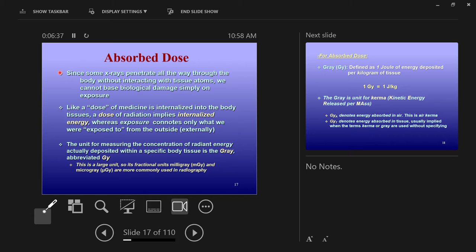Since some X-rays penetrate through the body without interacting with the atoms, we cannot base absorbed dose and further biologic damage on exposure. Like a dose of medicine is internalized by the body, a dose of radiation is internalized energy, right? The doctor gives you a dose of medication.